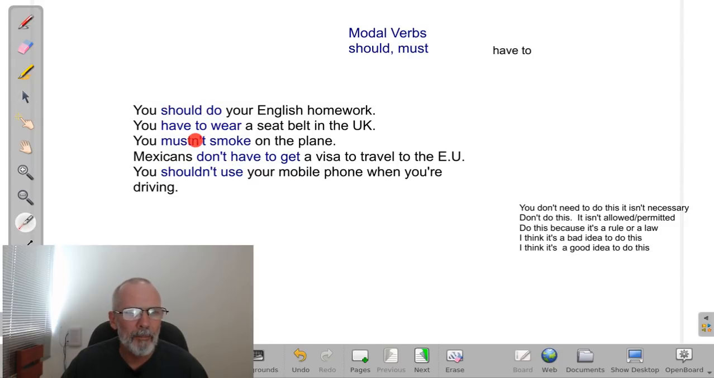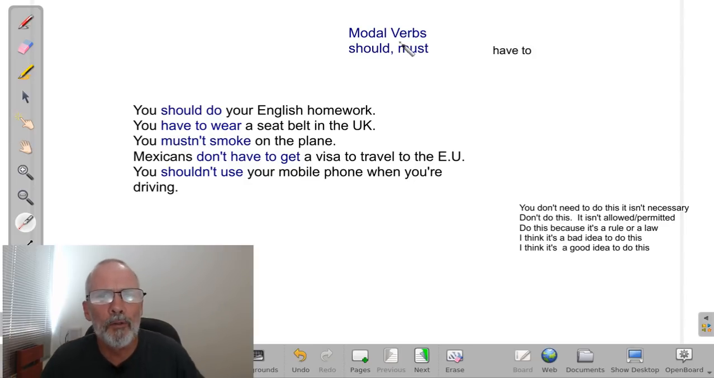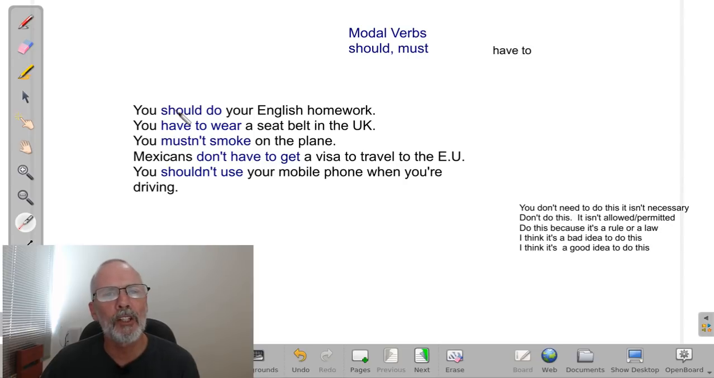So, as I said earlier, should and must are modal verbs. I didn't put a positive example of must here. Modal verbs are always the same. Modal verbs change the feeling of the main verb. Here the main verb is do: do your English homework.